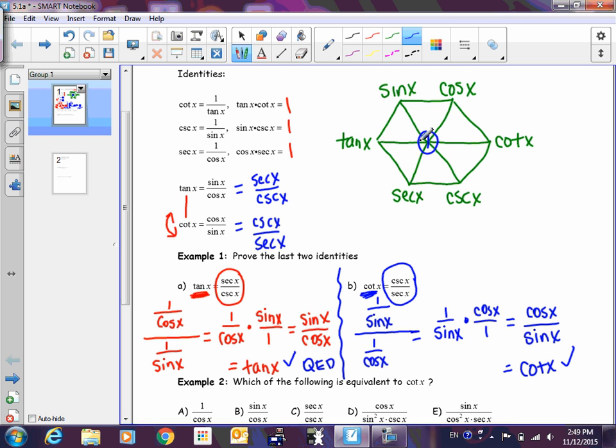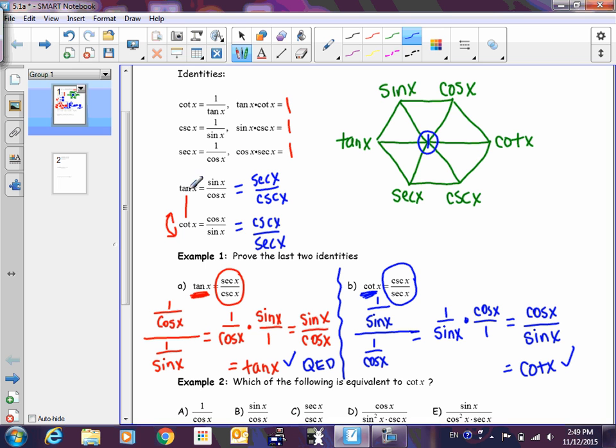Okay, cosine and secant, those are reciprocals. When you multiply them, you get 1. Tangent and cotangent, when you multiply them, you get 1. Okay, so that's one way this trig hexagon works.